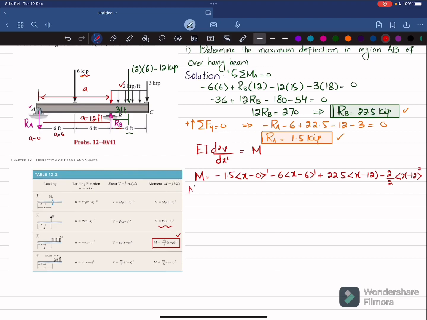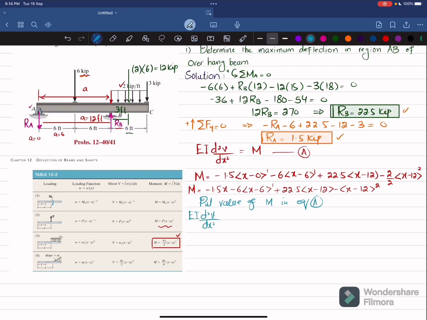If I further simplify it, this moment will be equal to minus 1.5 X minus 6 into X minus 6 power 1 plus 22.5 into X minus 12 minus X minus 12 power 2. Now this is your equation number A. So what we will do is put the value of M in equation A. So you will get EI into d square V over dx square equal to minus 1.5 X minus 6 into X minus 6 power 1 plus 22.5 into X minus 12 minus X minus 12 power 2.